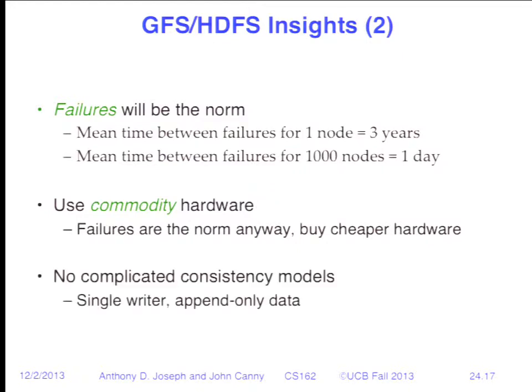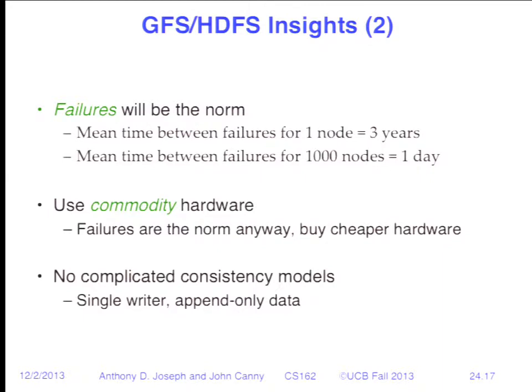So the last thing is a very simple consistency model. Nothing complicated about it. You only get a single writer with GFS and HDFS, and it's append only, so data is immutable. You can write, and then you can't rewrite the data. Very simple versus the much more complicated models. Think about AFS or NFS. Right? That consistency comes at a cost. So here, simple consistency makes it very simple to implement.